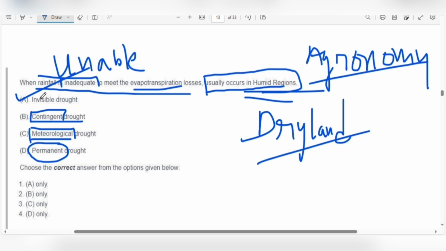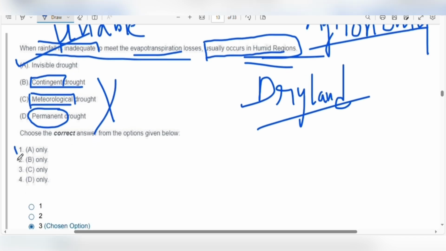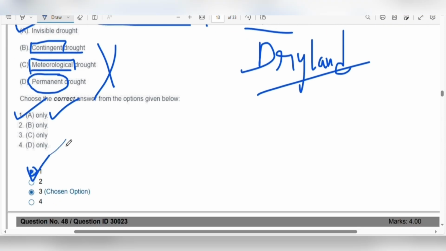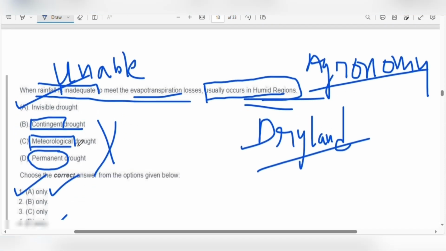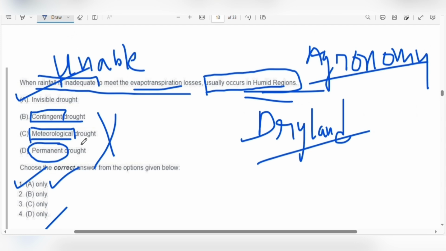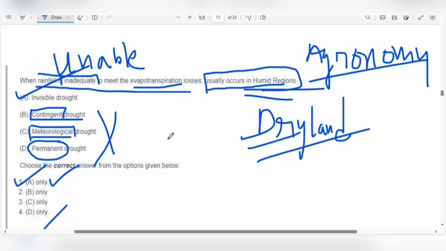Permanent drought can only occur with prolonged meteorological and hydrological drought. That can only lead to permanent drought in an area. So here all these three cannot take place. So invisible drought is the correct answer. A is the correct answer. Option 1, right? You should read agronomy. Please, you should be very, very thorough about agronomy, especially the dryland portion, watershed management and water management, right?